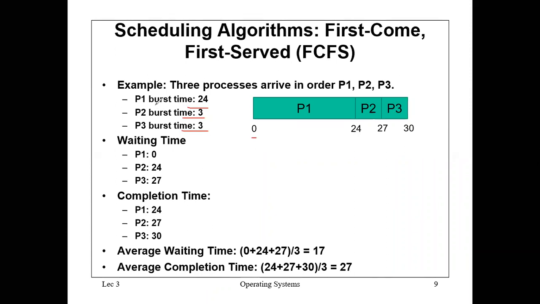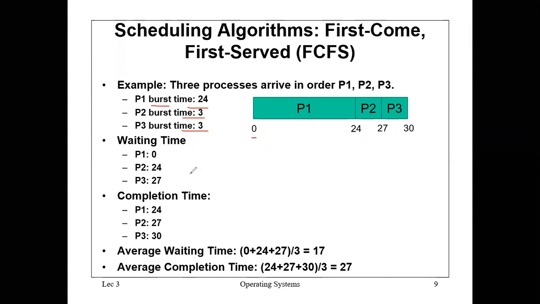Now, there is another term we can see here that is called the burst time. What is burst time? Burst time means the amount of time you need to use the CPU. So if you need to use the CPU for 24 seconds, the burst time is 24. If you need to use the CPU for 3 seconds, the burst time is 3 seconds. One piece of information I want to give is that it doesn't have to be 3 seconds. It can be 3 microseconds, 3 nanoseconds, 3 picoseconds. It depends on the CPU.